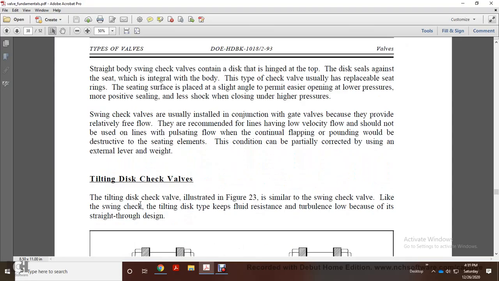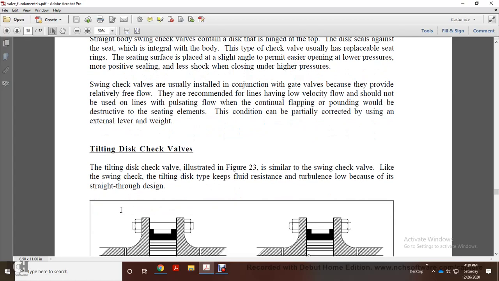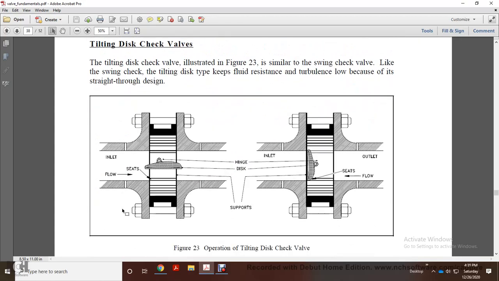Now your tilting disc check valve. The tilting disc check valve is illustrated in figure 23. Like the swing check valve, the tilting disc type keeps fluid resistance and turbulence low because of the straight through design. This shows the operation of a tilting disc check valve. It shows your inlet flow, your seats, your hinged disc, and your supports.